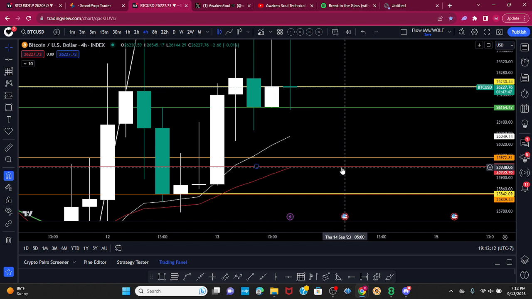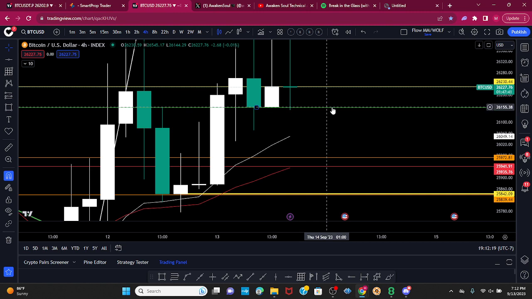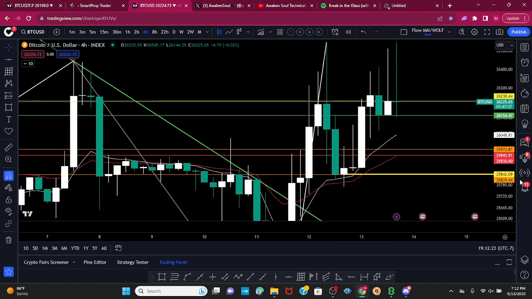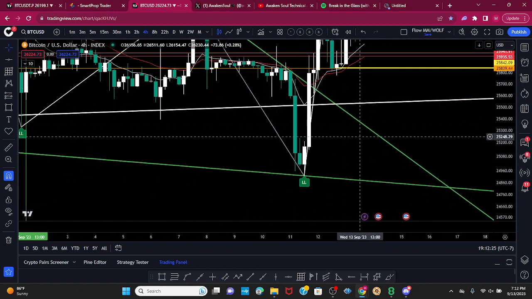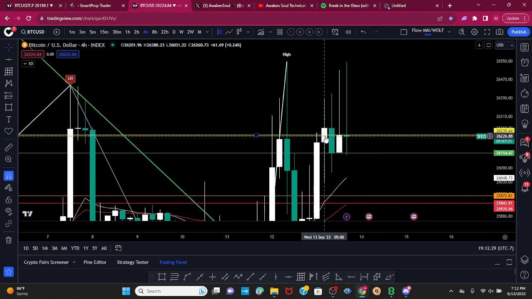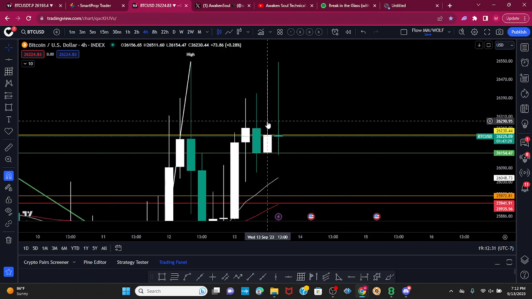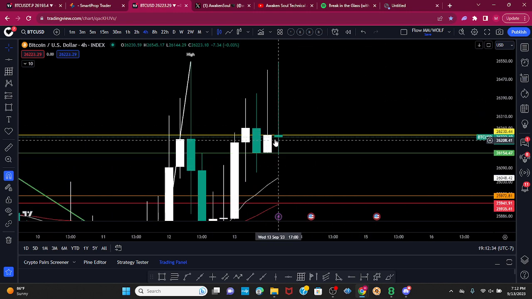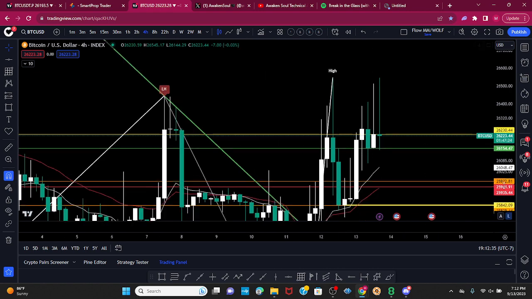So monthly, remember I use the chakra colors. Monthly is red, weekly is orange, days are yellow, and my 4 hours are my greens. Okay, so I set my range. I'm not going to do the resistance because the daily is confluence with the 4 hour resistance, so that's okay.